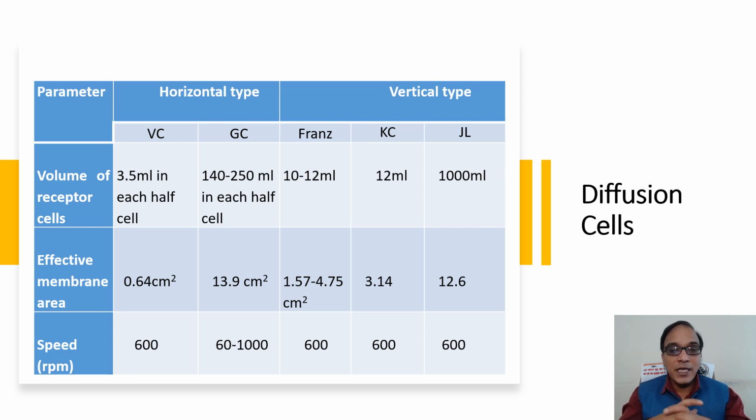So the effective membrane area is 0.64 centimeter square, while in the GC cell it is 13.9, a little bit more. It is 1.57 to 4.75 centimeter square in the French diffusion cell, 3.14 centimeter square in the case of the KC cell, okay, and in Jawar-Lordy it is 12.6 centimeter square. In speed, you can say it is more or less 600 rpm in every diffusion cell, except in the Ganman-Chin cell, where it can be varied from 60 to 1000 rpm.